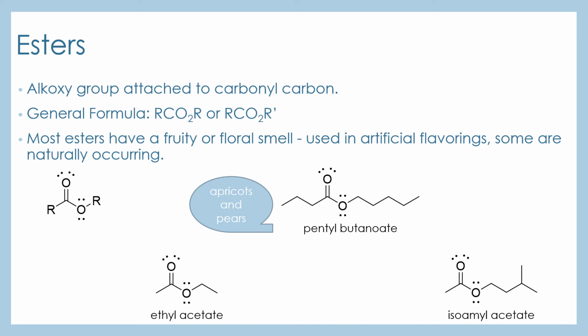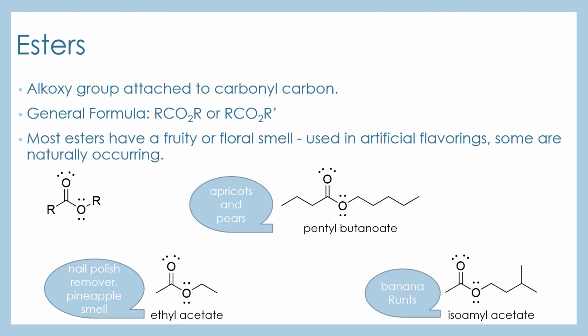Pentyl butanoate has a smell like apricots and pears. Ethyl acetate is one of the ingredients in nail polish remover, and it has kind of a pineapple-y smell once you can get past the nail polish remover smell. And isoamyl acetate is really cool because it smells like banana runts, the little banana-shaped candies, and is commonly used as banana flavoring.